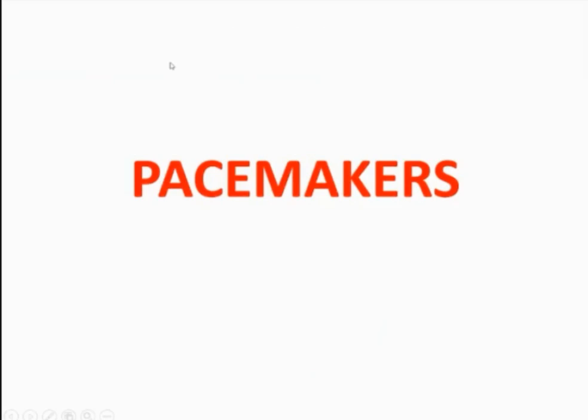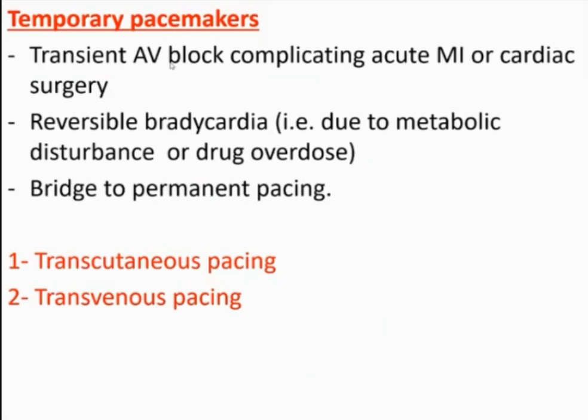Now we come to the pacemakers. We talked about temporary and permanent, but let us talk a little more here. A temporary pacemaker is used when the patient has a transient AV block complicating acute MI or cardiac surgery. Okay. We use it usually in reversible bradycardia due to metabolic disturbance or drug overdose, and sometimes you can use it as a bridge to a permanent pacemaker. That means we need a permanent pacemaker, but it is not currently available, so we keep a temporary pacemaker until we get the permanent one and place it.